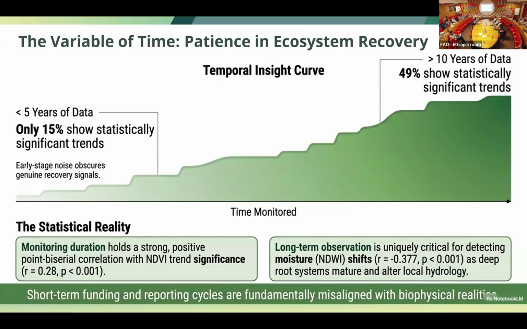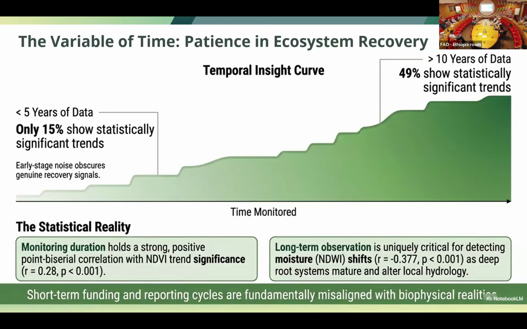This is the temporal curve, which is unambiguous. Under 5 years of monitoring, 15% of projects show significant trends. Over 10 years, we have 49%. The Kendall-Tau correlation with monitoring duration is 0.28, with p less than 0.001, so it's significant. This really means that we have a structural misalignment between how ecosystem recovery actually works, with roots maturing, hydrological shifting, and soil carbon accumulation, and how international funding cycles are structured.